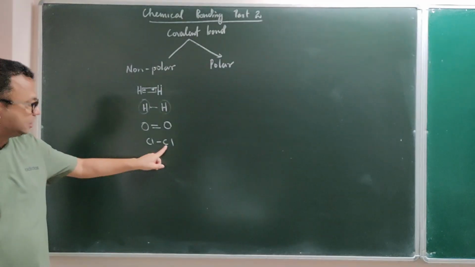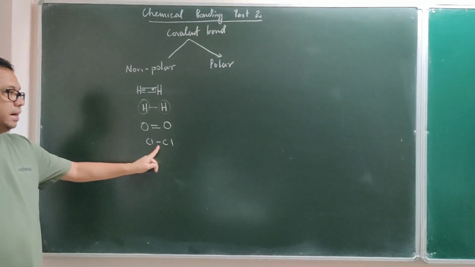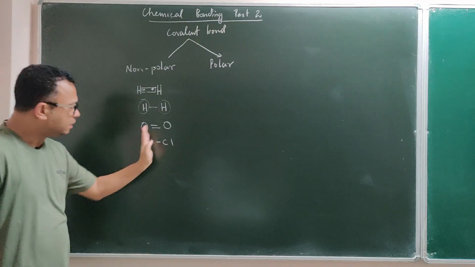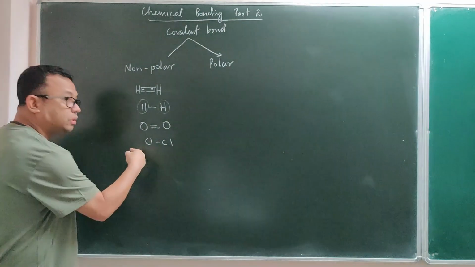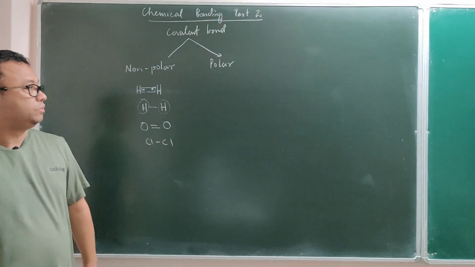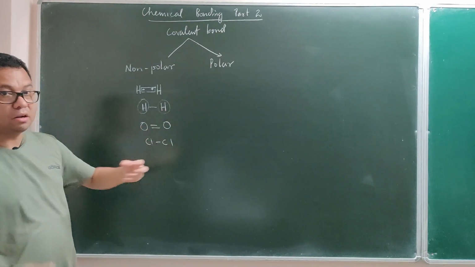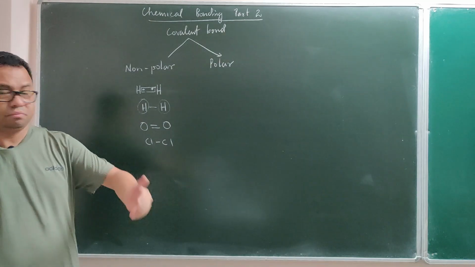So the tendency to attract the shared pair of electrons towards that chlorine is exactly the same as the tendency of this chlorine atom to attract it. So the bond is neither shifting towards that side nor towards this, because both of them have the same electronegativity. In all my examples, I have taken combining atoms which are similar, and they have the same electronegativity.